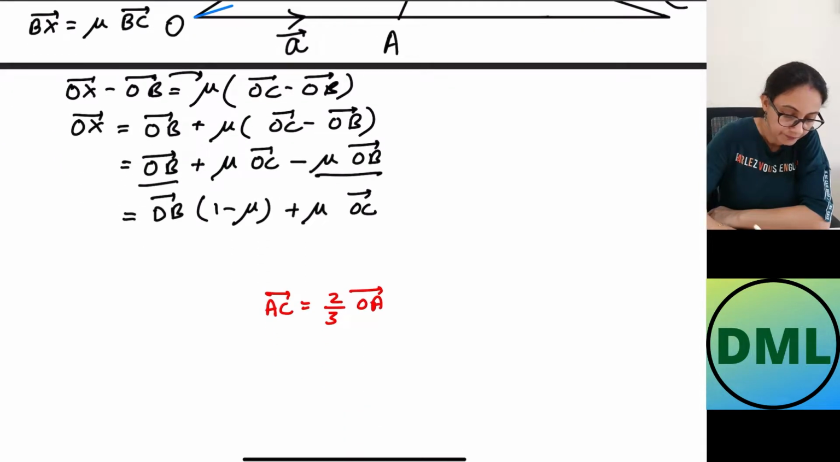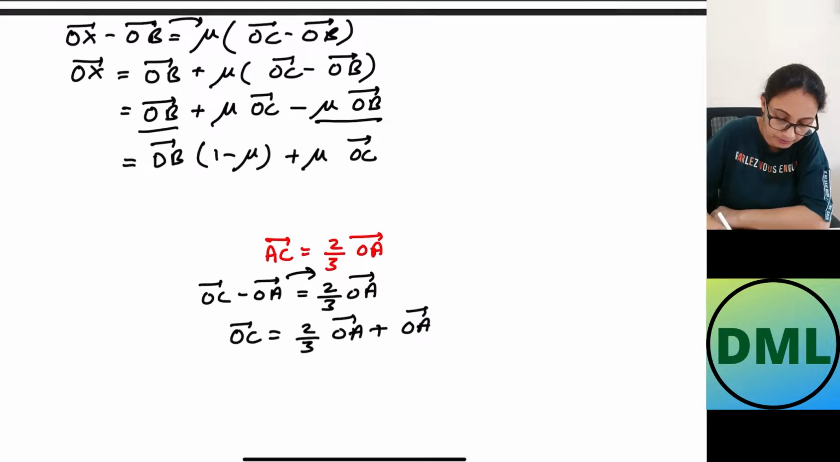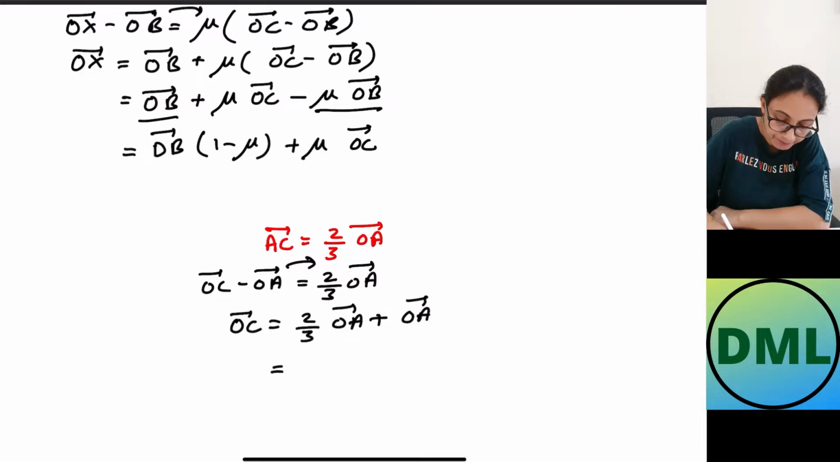So AC vector in terms of a position vector form, this can be written as OC minus OA is equal to 2 by 3 of OA vector. Now move this OA on right hand side. It will be OC is equal to 2 by 3 of OA plus OA vector. So if I combine OA vector, this will be 5 by 3 of OA vector. OA vector is vector A. So this will be 5 by 3 of vector A.